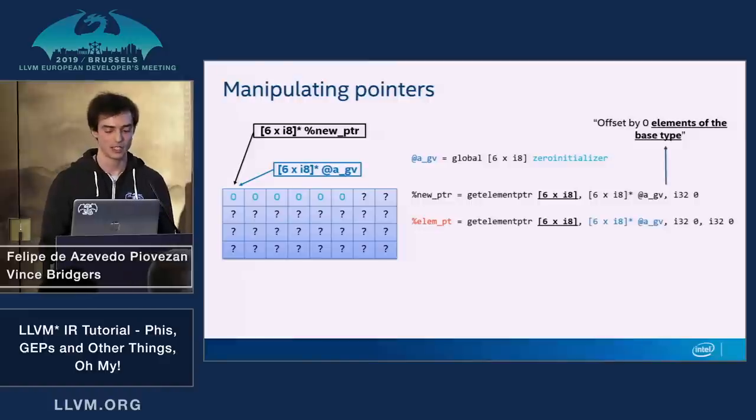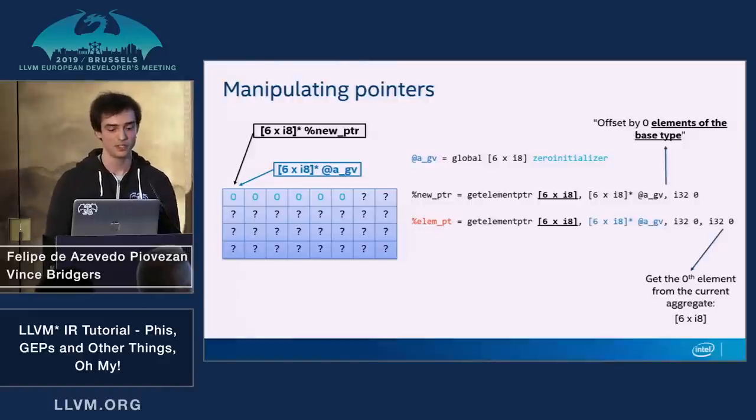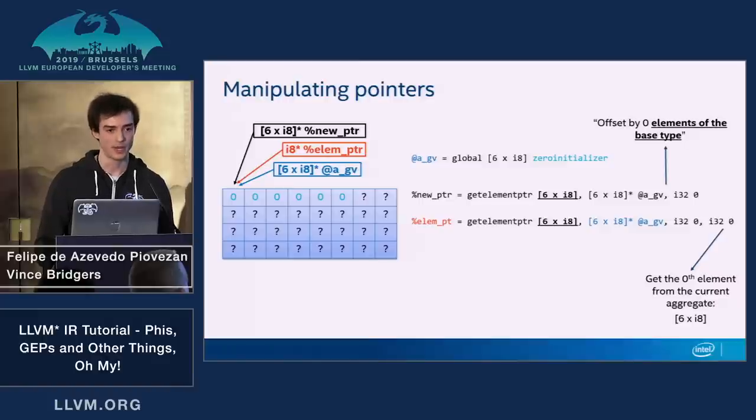Now we're going to add an extra 0 to this GEP. And this extra 0 is saying, get the 0th element of the aggregate we're looking at, of the array we're looking at. So this will give us the desired pointer with the type that we expected. That is a pointer to an integer, to the first element of the array. And now we can just change that 0 to a 1, to a 2, and we're iterating over each element of the array.